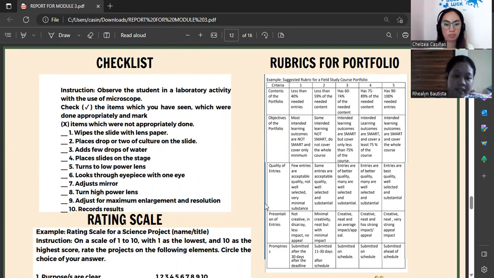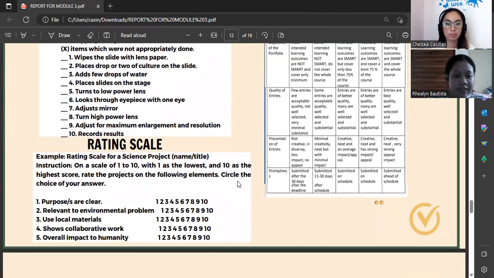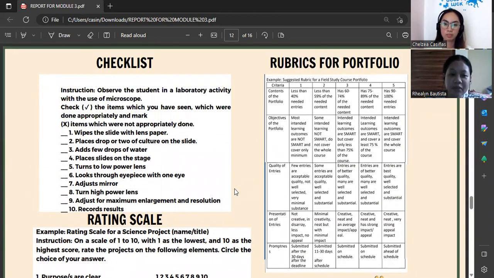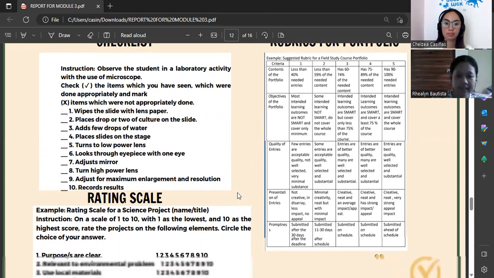And dito naman sa rating scale, makikita natin yung mga numbers, 1 to 10. On a scale of 1 to 10, with 1 as the lowest and 10 as the highest score. Yun lang, i-rate nyo lang siya. Dito naman makikita natin yung very detailed dito sa rubrics for portfolio. Makikita natin yung mga detailed information about dun sa ginawa ng bata or dun sa performance or product ng bata. Next.